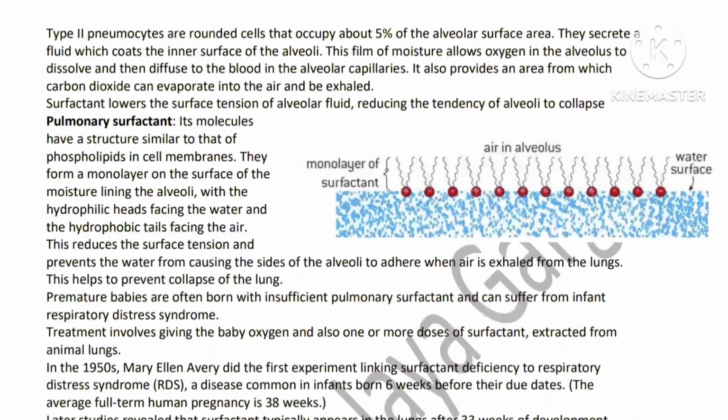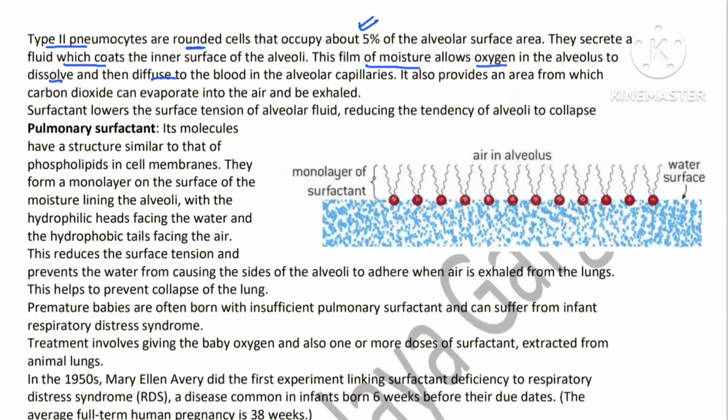Type 2 pneumocytes, as we have seen, are rounded cells, not flat cells, making up about 5%. And they secrete a fluid which coats the inner surface so that moisture is there, allowing oxygen to dissolve in that film and finally diffuse to the blood. Reverse for carbon dioxide. Now they are releasing surfactant also.